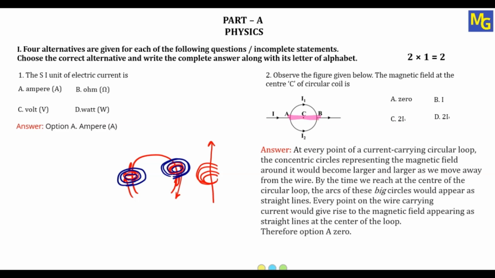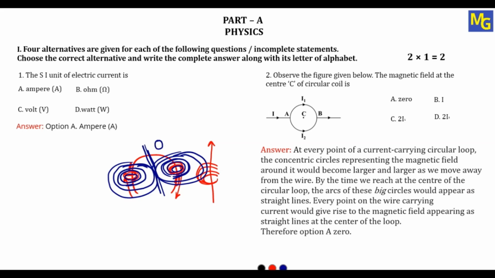For example, in this diagram, as these concentric circles increase like this, here also they will increase like this, and when both these concentric circles join at the center, it will become a straight line. At the center it will become a straight line, and the magnetic field will get cancelled, and here it will give 0 as the magnetic field.